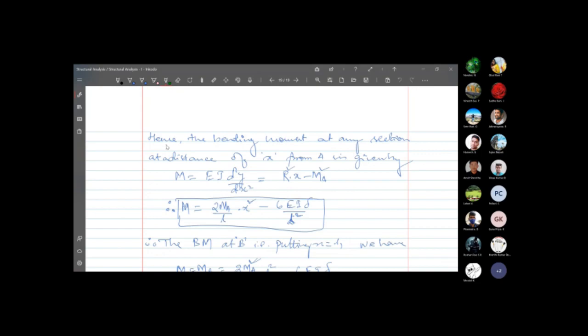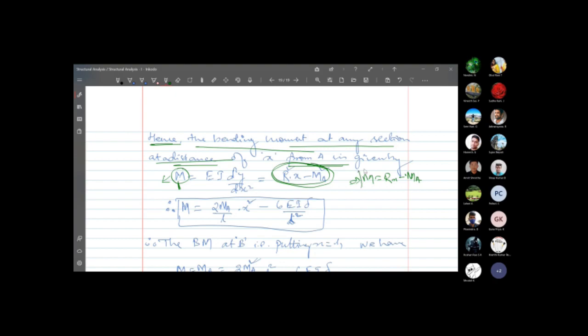So here I am saying that hence the bending moment at any section at a distance of x from A, I am representing M as the bending moment. So M equals EI d square y by dx square. Did you understand from where I got this equation? I'm just representing M as the bending moment. So here I can write M is directly equal to R into x minus MA.